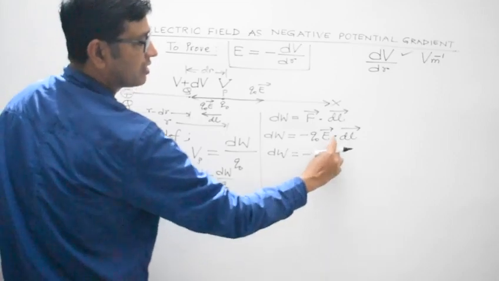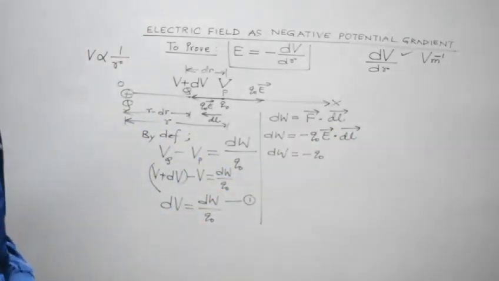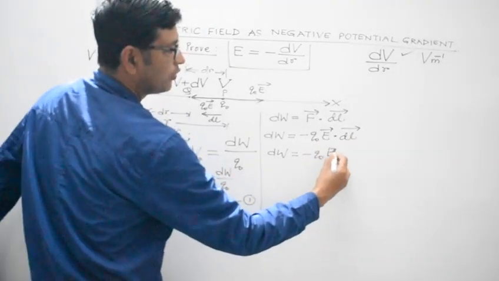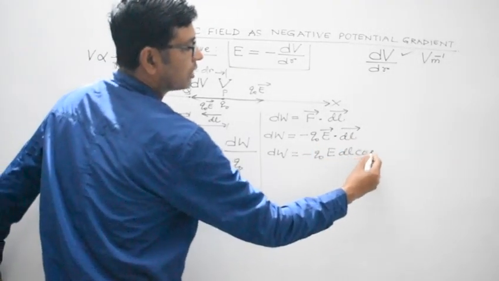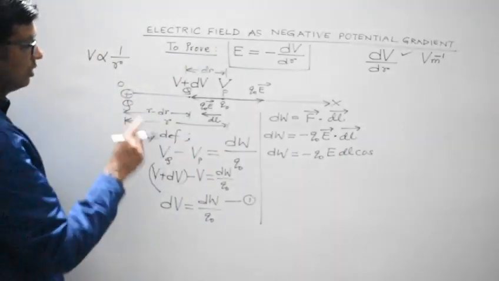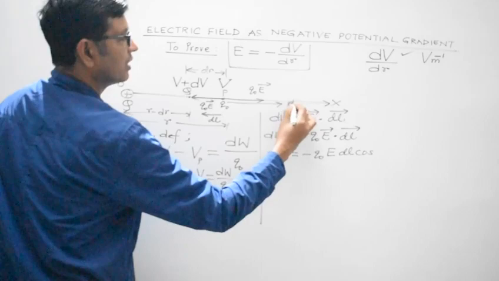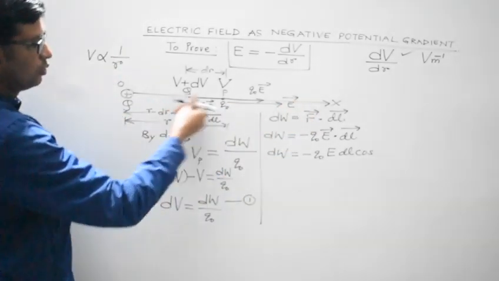So further, minus q naught. It's the scalar product of electric field and this displacement, small displacement vector. So scalar product is magnitude of E, magnitude of dl, and cosine of the angle between these two. Now look, due to this positive source charge, electric field is directed along the positive x direction, and dl is directed towards the origin.